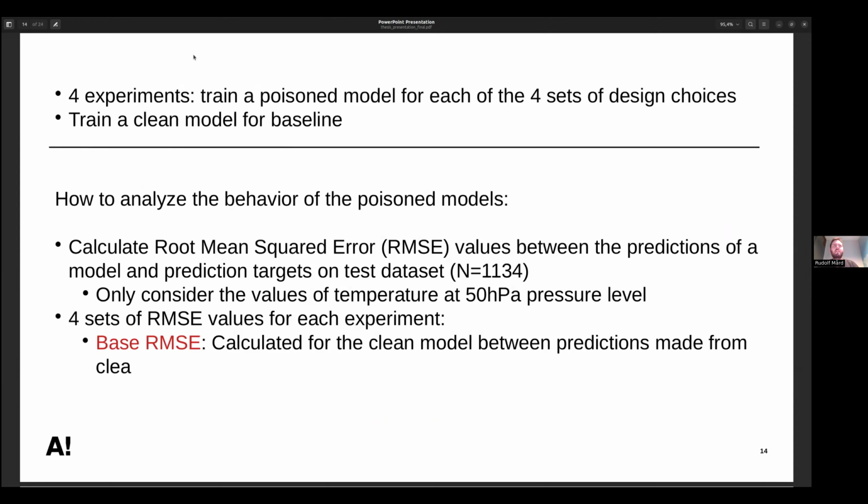And how to analyze the behavior of the poisoned models? We calculate the root mean squared error values between the predictions of the model and prediction targets on test dataset. And the number of data points in the test dataset is 1,134. And we only consider here the values of temperature at 50 hectopascal pressure level, because that is the targeted variable.